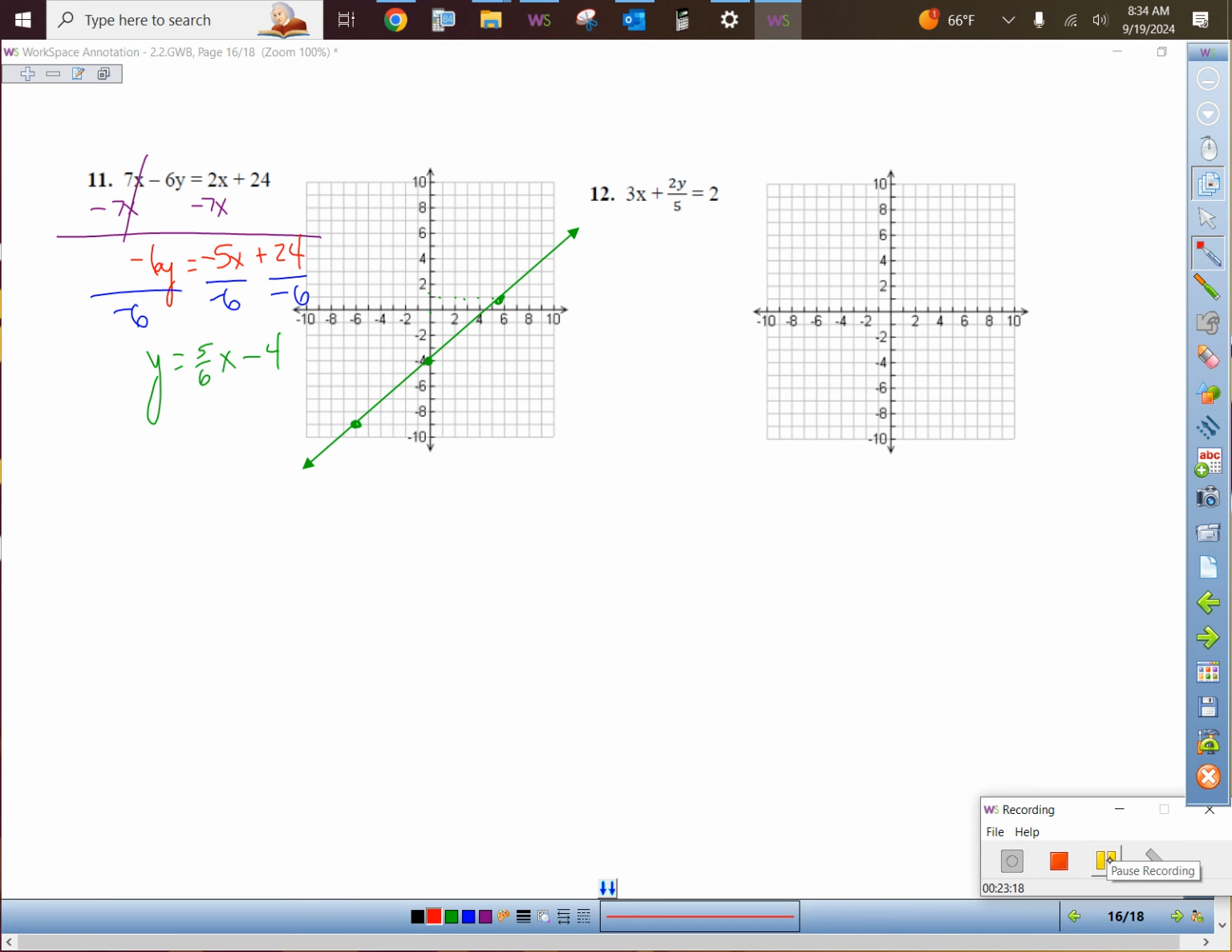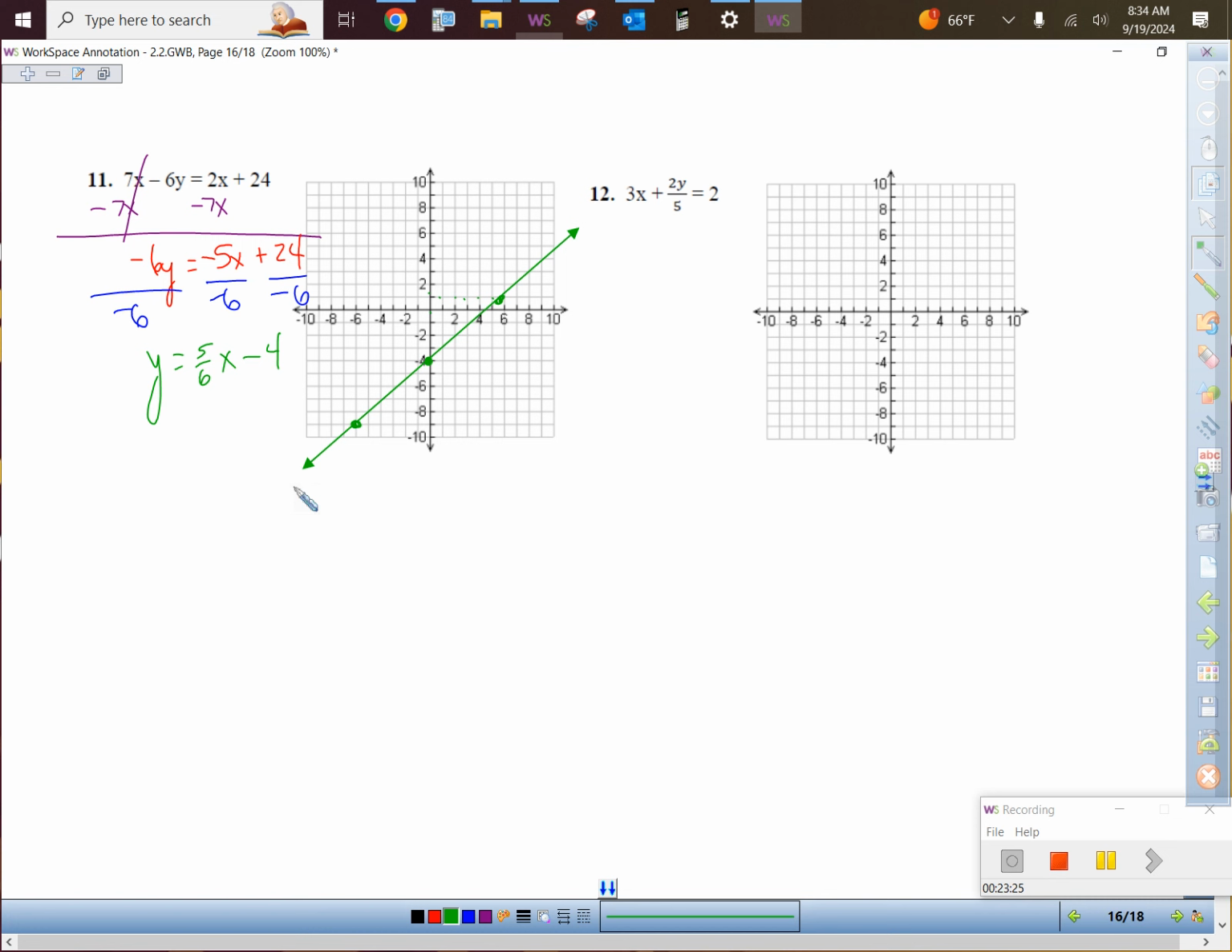This is a case where I ran out of room. I started at negative 4, rise 5, run 6. Can't do it again. I can't rise 5 and run 6. I'll run off the graph. So I did go down 5 and to the left 6. I could put a point there, but I can't do it again. I couldn't get 4 points on there because the run of 6 is just too much, right?